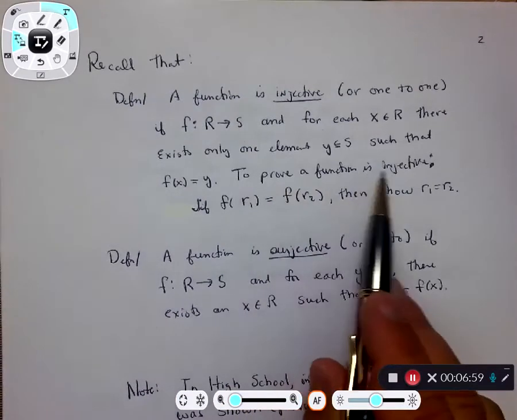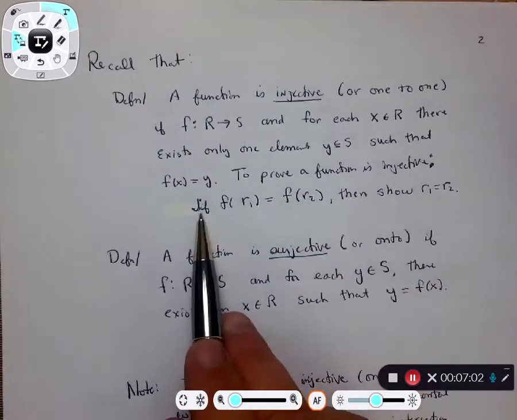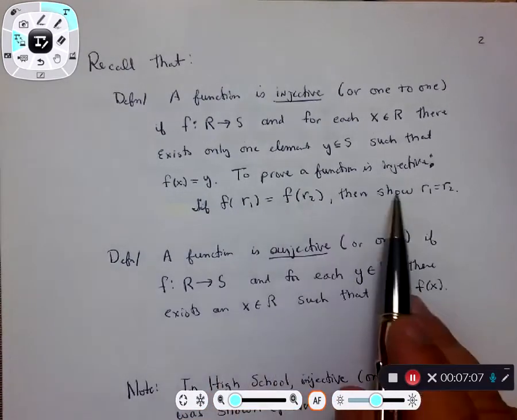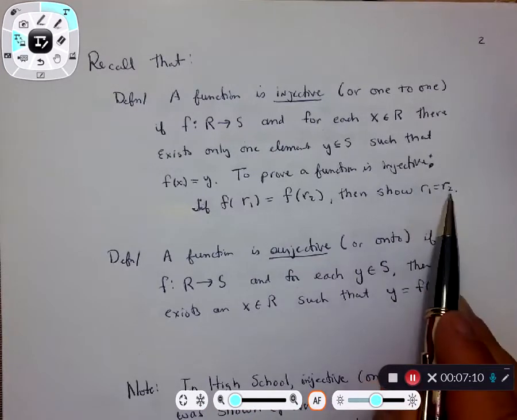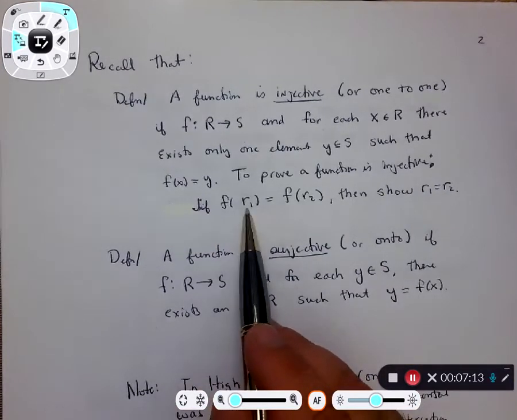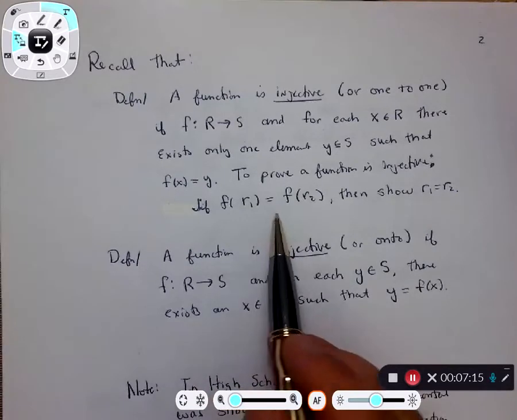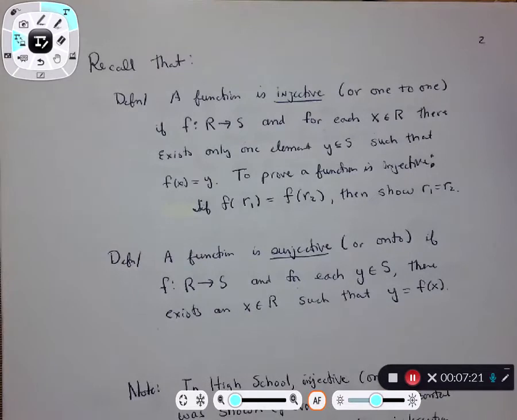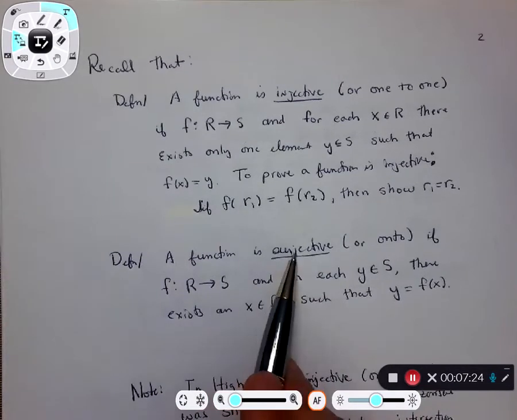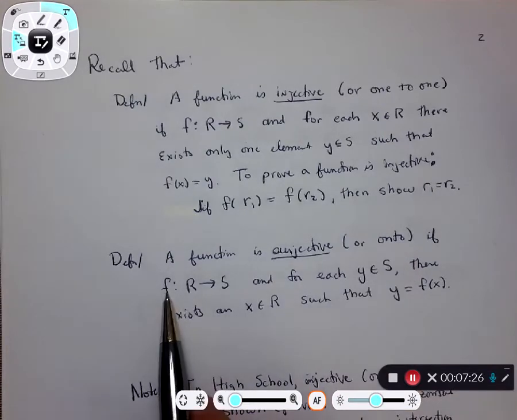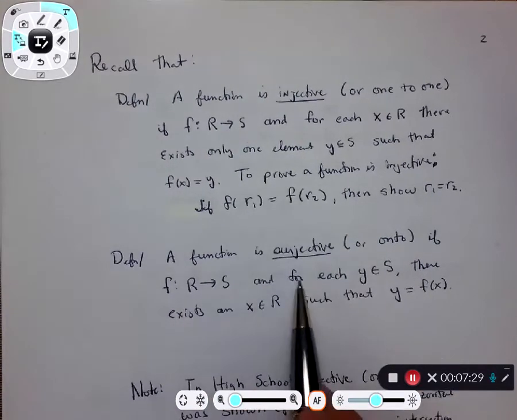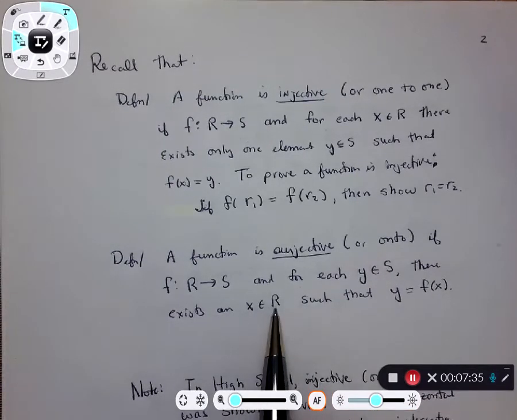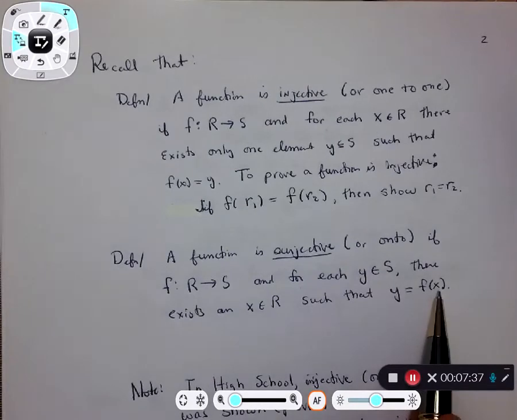And to prove that a function is injective, one-to-one, what you do is if you have f of R1 is equal to f of R2, then you need to show me that R1 is equal to R2. So you give yourself 2 elements. F of R1 is equal to f of R2, and you manipulate the function, and if you end up showing me R1 equals R2, then the function is injective. A function is surjective, or onto, if you got this mapping, f going from R to S, and for each Y in S, there exists an element X in R such that Y is equal to f of X.